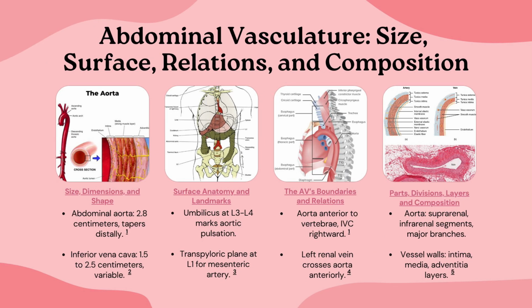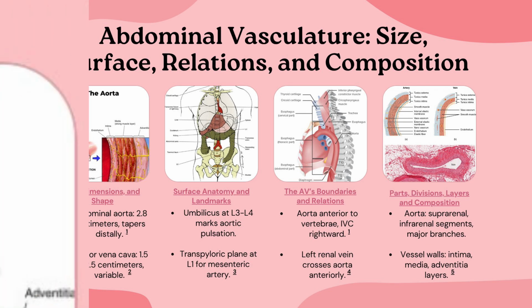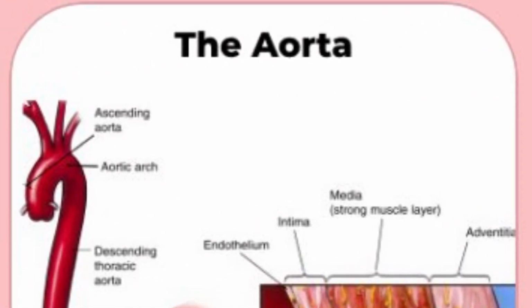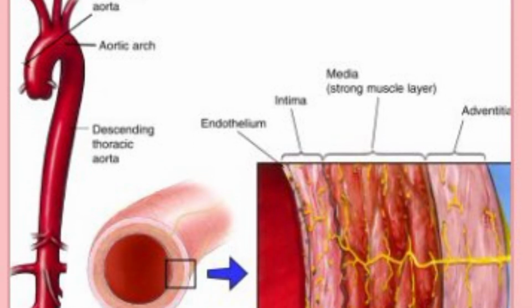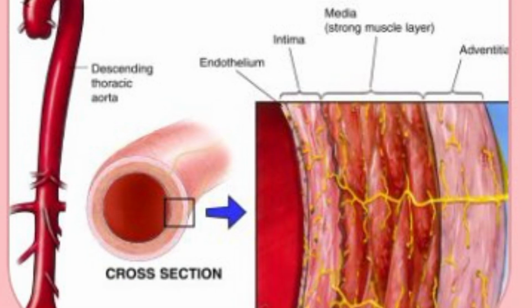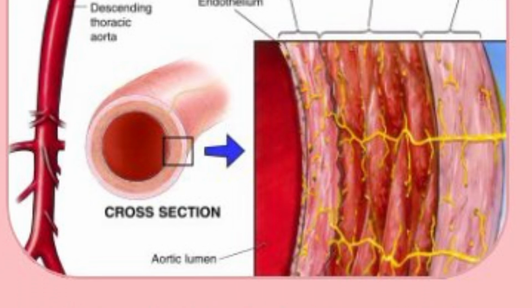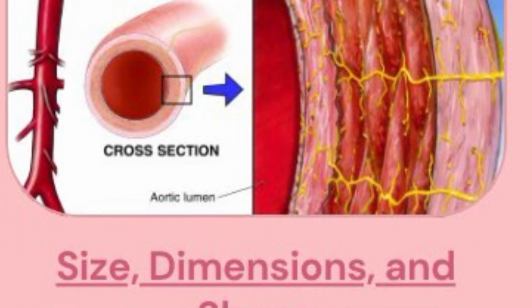Let's begin with the size, dimensions, and shape of the abdominal vasculature. The abdominal aorta begins at the T12 vertebral level with a diameter of about 2.8 centimeters and tapers as it descends, measuring approximately 1.5 to 2 centimeters below the kidneys. A normal abdominal aortic diameter is less than 3 centimeters. Diameters exceeding this indicate an abdominal aortic aneurysm.